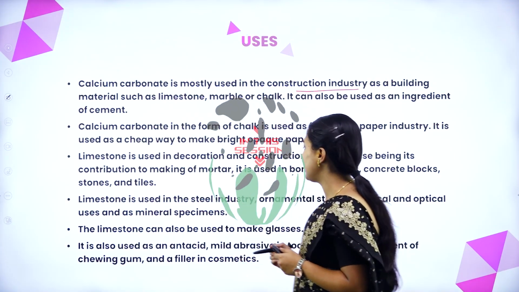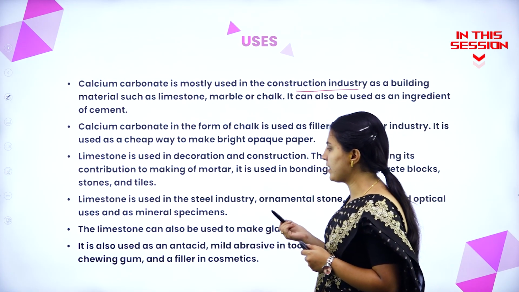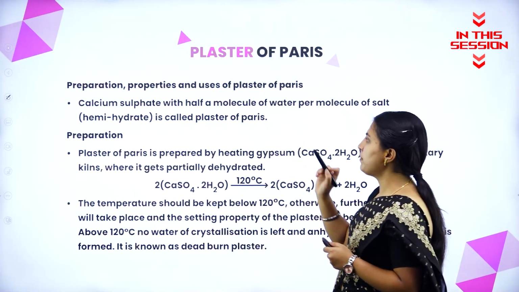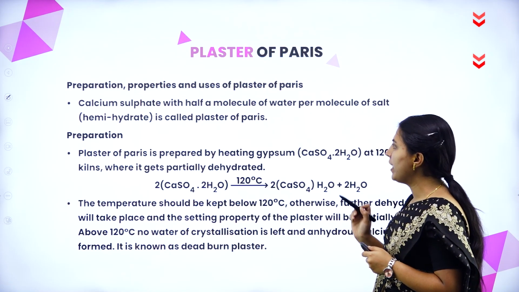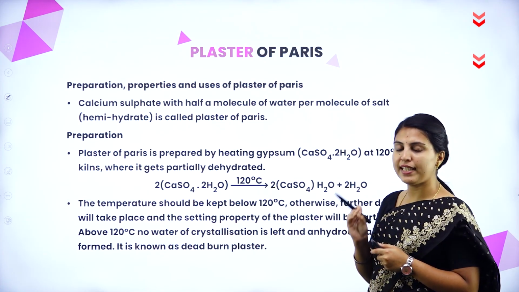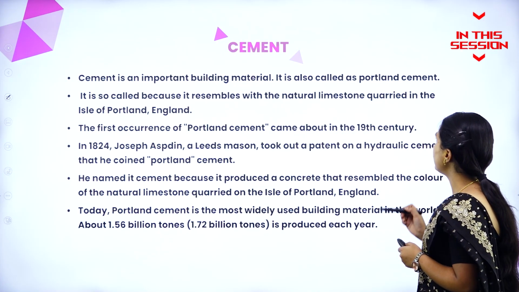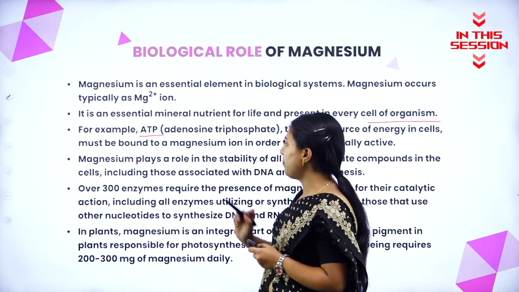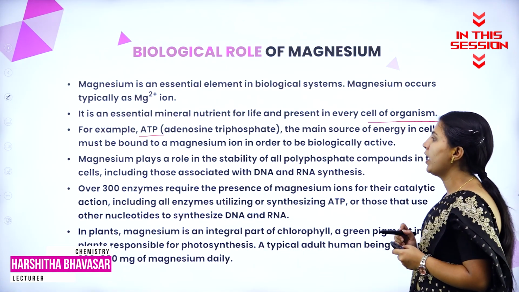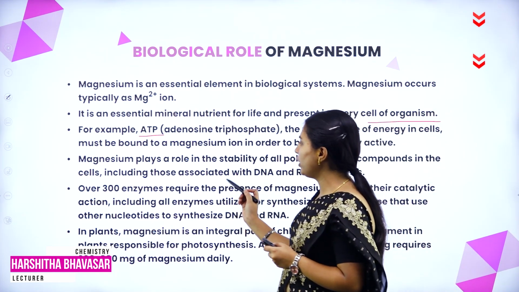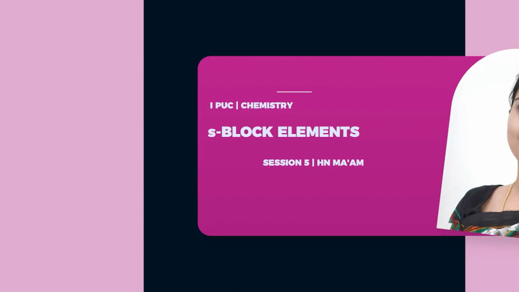Limestone is used in the steel industry, ornamental stone, chemical and optical uses as a mineral specimen. Calcium sulfate with half a molecule of water per molecule of salt is called plaster of Paris, meaning hemihydrate. Cement is an important building material. It is also called Portland cement. Magnesium plays a role in the stability of all polyphosphate compounds in the cells, including those associated with DNA and RNA synthesis.